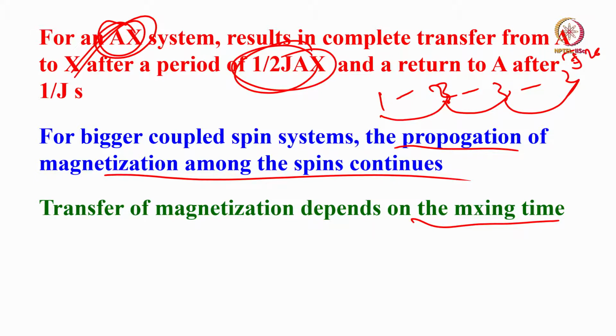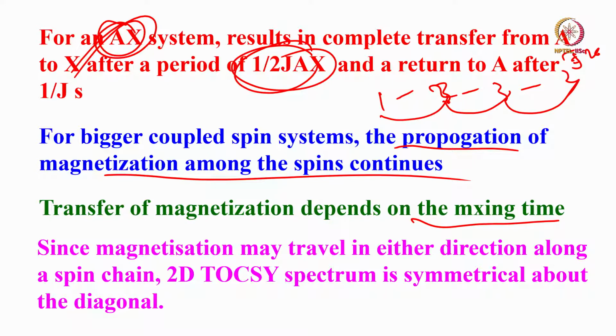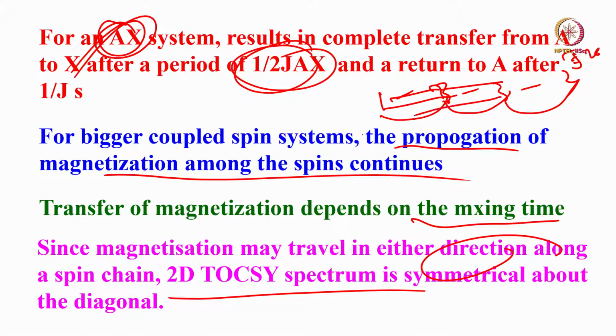If you extend beyond, what will happen? It will start coming back. There is no use. So there is an optimization you have to do. Since the magnetization may travel in either direction along a spin chain, it can go here and come back. It can go here, come back. So this transfer of coherence among the coupled spins is bidirectional. It can go forward and come back along the chain.